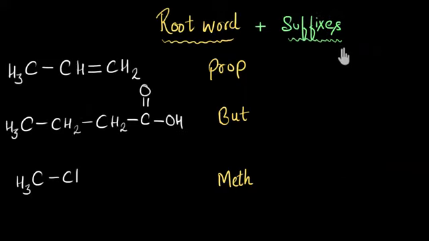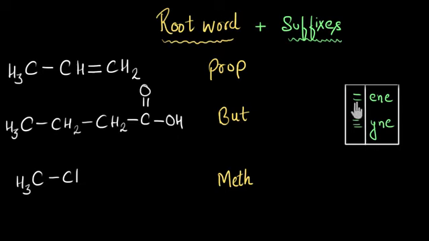Now let's talk about suffixes. These are words attached to a root word to denote the presence of a few functional groups. For example, if we have a double bond in our carbon chain, meaning two or more carbons are attached by a double bond with each other, that means our carbon chain belongs to the alkene family. And to denote the presence of a double bond, we will attach the suffix "ene" to our root word. Similarly, if there is a triple bond, we will attach the suffix "yne". And if neither double nor triple bonds are present in the carbon chain, then the chain will belong to the alkane family and we'll attach the suffix "ane" to it.